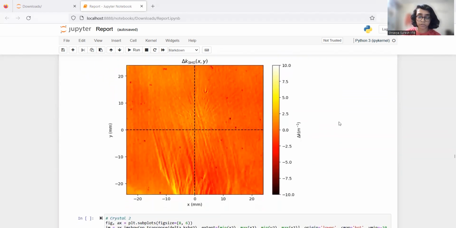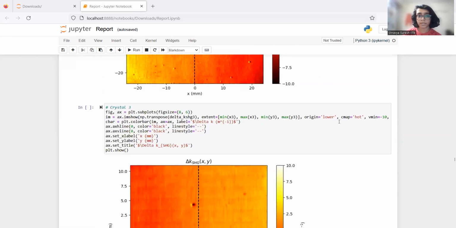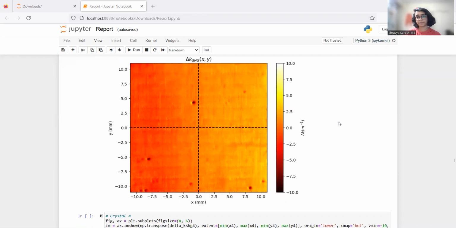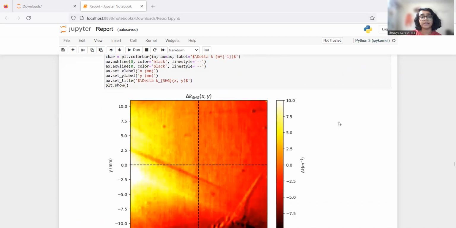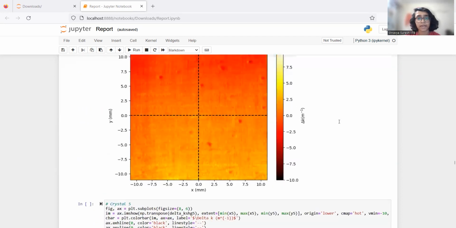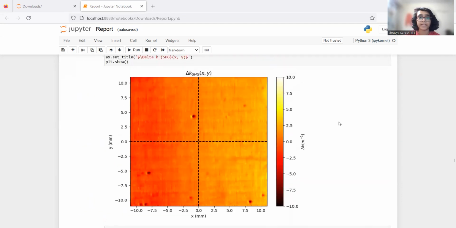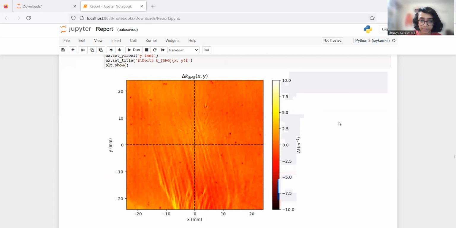This is the plot for crystal 1. This is the plot for crystal 2. This is the plot for crystal 3. This is the plot for crystal 4. And this is the plot for crystal 5. So these 5 heat maps give us a rough idea of the kind of delta K values which are there for each crystal in our data set.